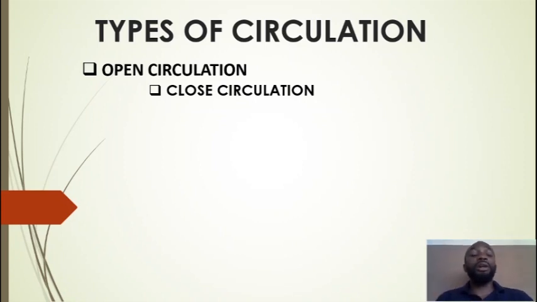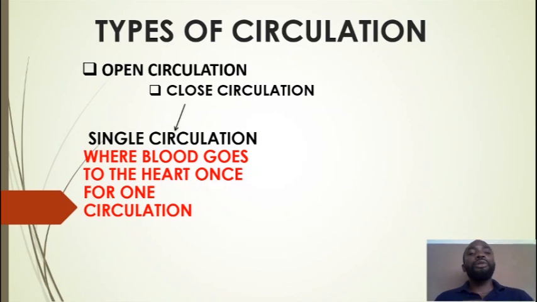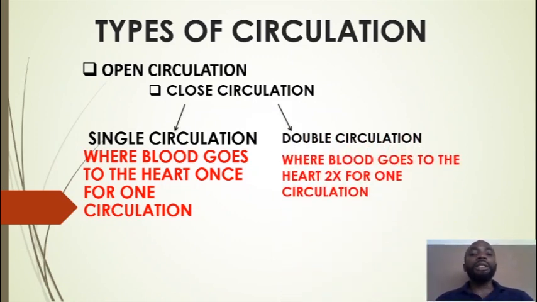We see it in lower animals, but we are not concentrating on that because we are looking at circulation in human beings. Now that leads us to closed circulation. Closed circulation is the type of circulation we find in higher animals. And there are two types of closed circulation: single circulation and double circulation. Remember, don't mix them up. There are two types of circulation, open and closed. There are two types of closed circulation, single circulation and double circulation.